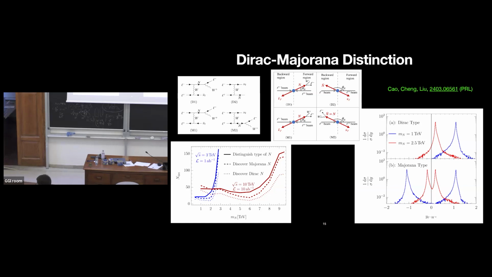Yeah, but the point is that you can only do that below the Z mass, which is a very limited parameter space, right? But here you can go to very, very high mass. You mean just from the single production?